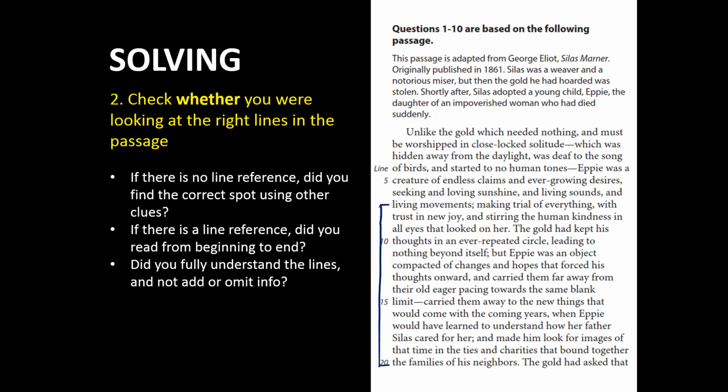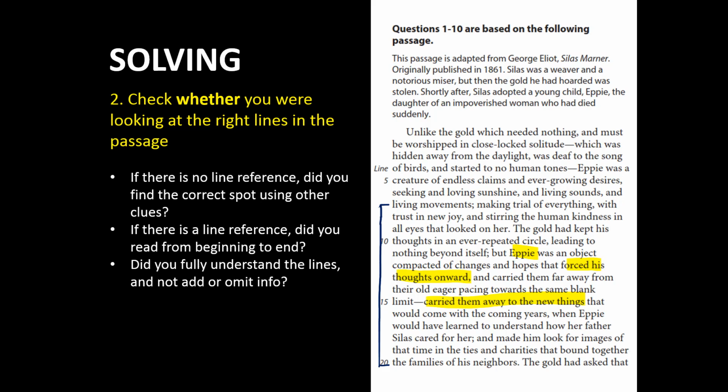And remember, the question is asking, what is a consequence of Silas adopting Epi? I'll read from line 7 in my head, and eventually I'll get to line 11, and I see the word Epi there. So I'll read this out loud. It says, Epi was an object compacted of changes and hopes that forced his thoughts onward, his meaning Silas Marner's thoughts, onward, and carried them far away from their old eager pacing towards the same blank limit, towards new things that would come in the coming years.